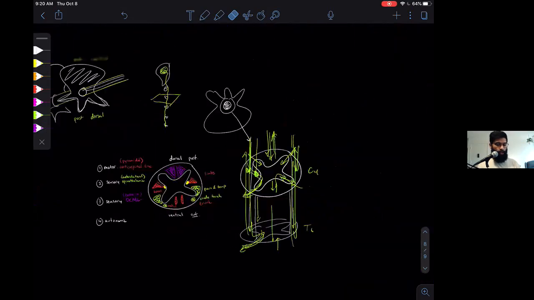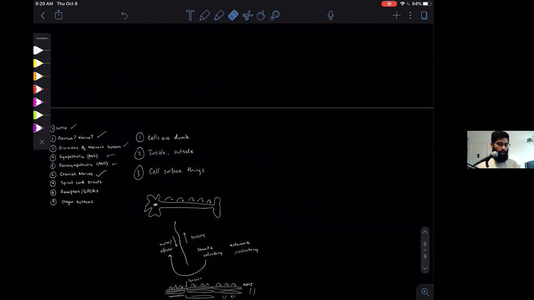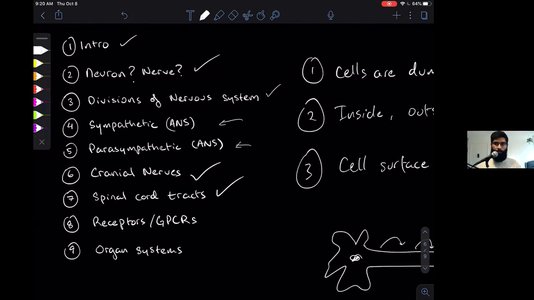All right, so taking a look real quick at our table of contents, we went through our cranial nerves. We went through our spinal cord tracts. Only thing we have left is our receptors and GPCRs and organ systems. So really quick recap. We went through the introduction, we talked about nerves and neurons, we talked about divisions of nervous system, the nervous system afferent and efferent. Of both of those, we have somatic, voluntary, autonomic, involuntary, sympathetic and parasympathetic as divisions of the efferent, autonomic, involuntary system. And we spoke a little bit about the ganglia, we spoke a little bit about the anatomy.